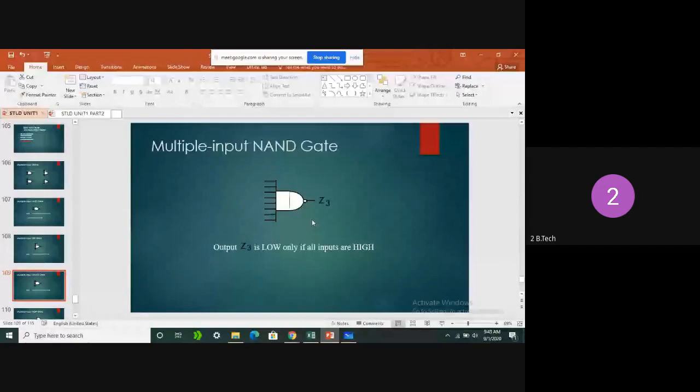Similarly, if you are using 8 inputs also, in any other combination the NAND gate is going to produce a high output. But only in one combination, that is if all inputs are high, the output is going to be low. That is the rule for the multiple input NAND gate.